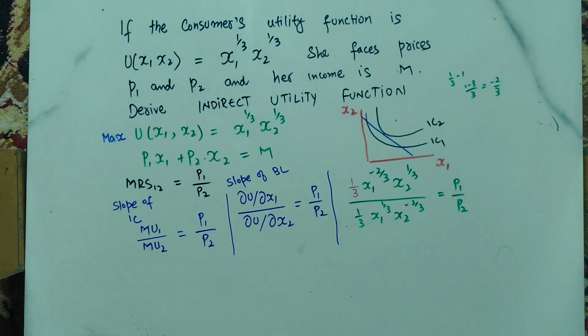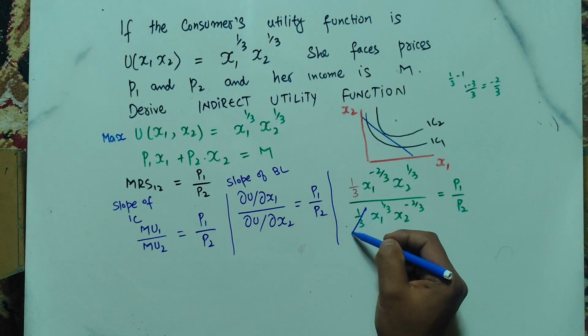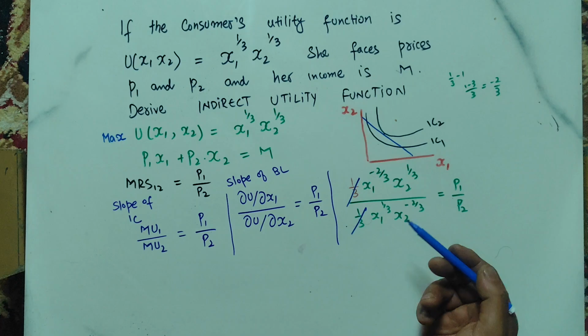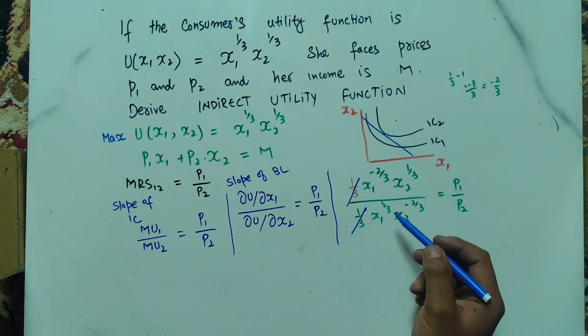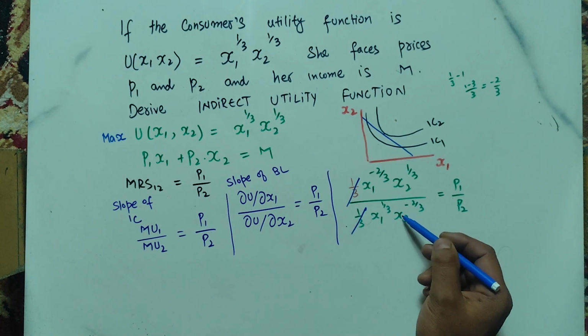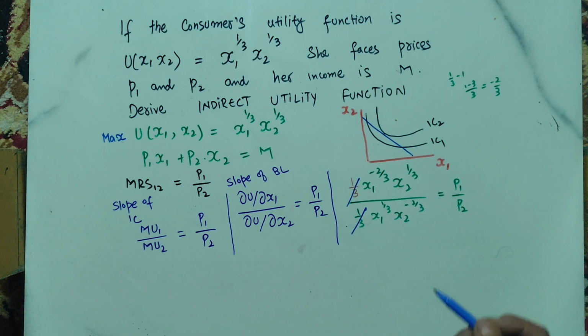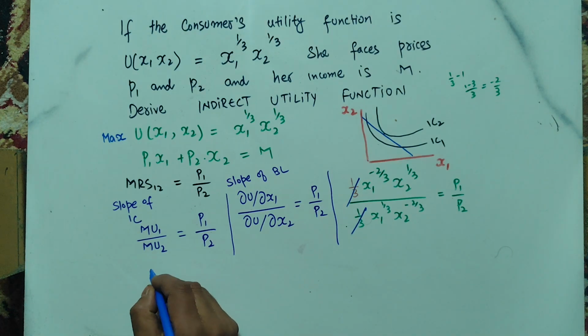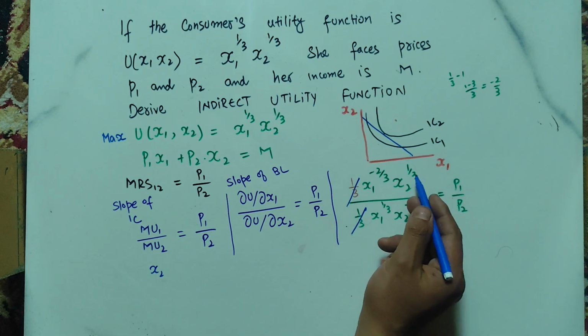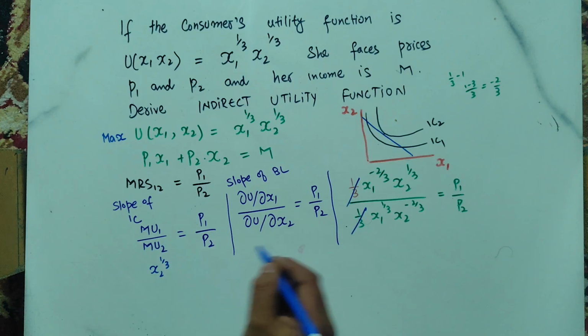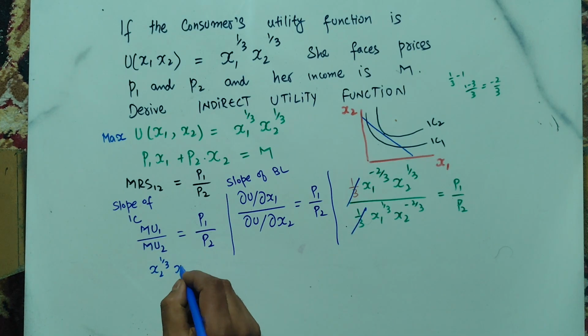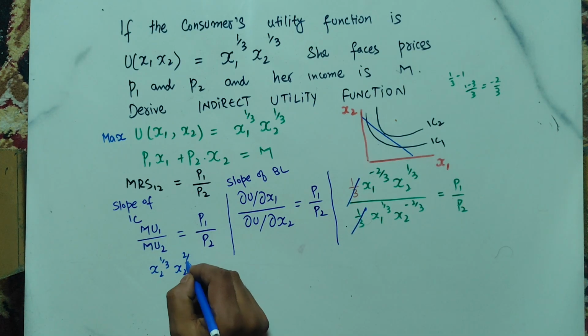Okay, here doing some cancellation, we can cancel out this with this. One thing we can do here, that is, if I transpose this x2 to numerator, it will get multiplied, but the exponent sign will change. If it is minus 2 upon 3, it will become plus 2 upon 3. So let me do it here. So we will get x2. Here we have 1 upon 3. If I transpose this, it gets multiplied, it becomes x2, but plus 2 upon 3.